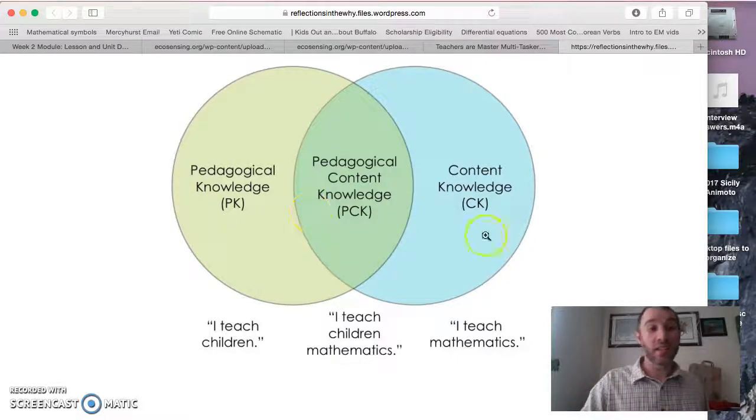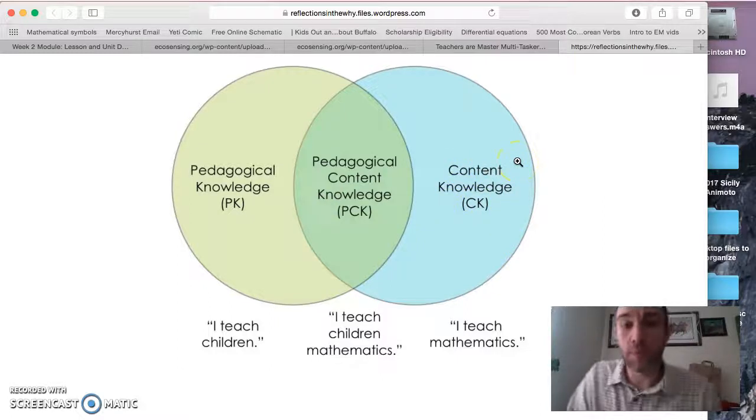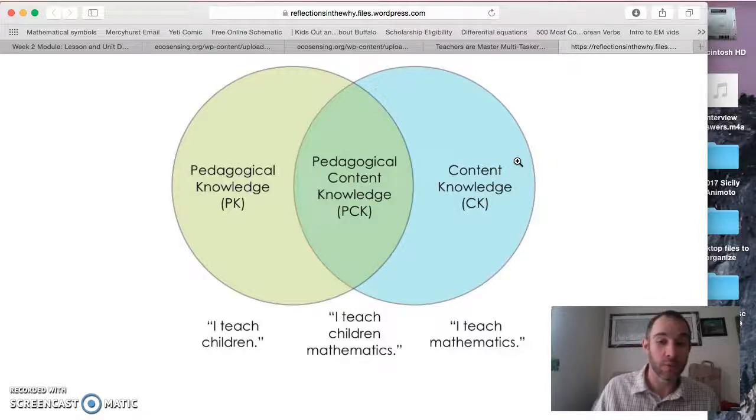Not necessarily, unless you also have content knowledge. So, do you know the content that you're going to teach? Do I understand Newton's laws? Do I understand the theories of electromagnetism?